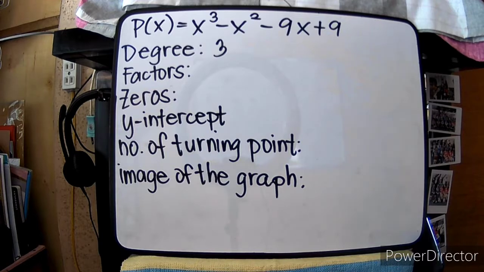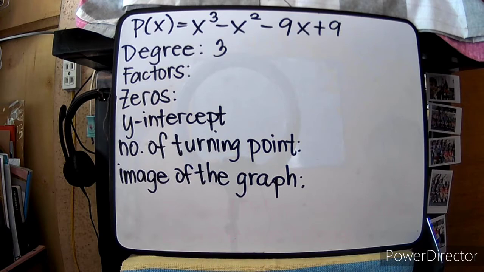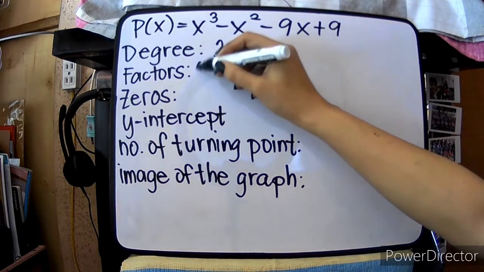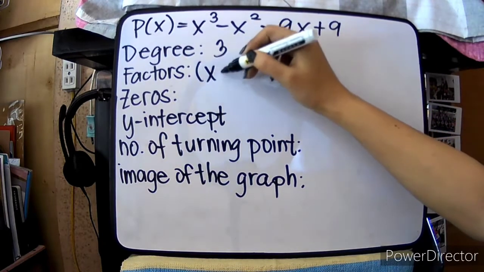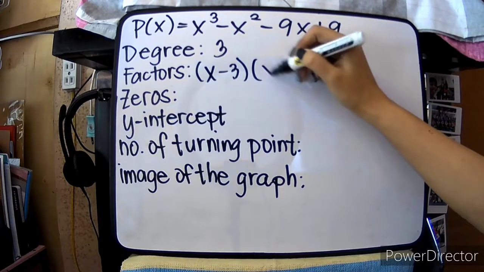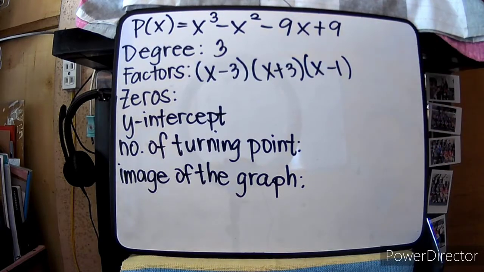And then, factors. So, I already explained how to find the zeros of our polynomial function. So, sa pagkuha ng factors, I will not be showing it anymore because that is how we will get the zeros of the polynomial function. So, this is x minus 3, x plus 3, and x minus 1. So, that's already the factors. Again, hindi ko na po ipapakita kung paano magkuha ng factor. That is the work in finding the zeros of the polynomial function.